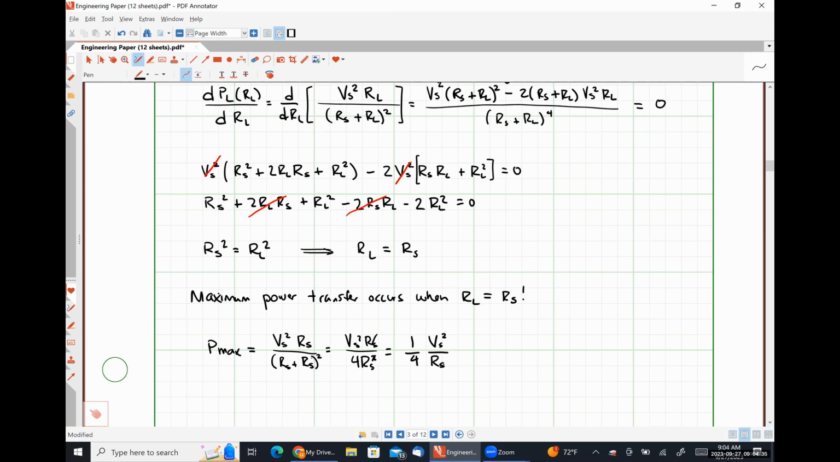What if we had an electrically equivalent practical current source? What's the relationship? Is would be equal to Vs divided by R. So all that's going to do is transform this to Is squared times Rs.